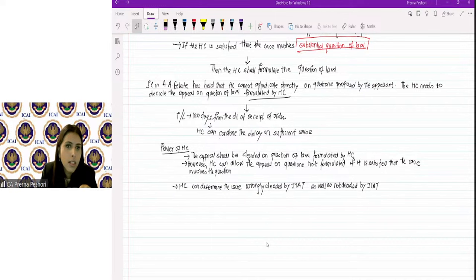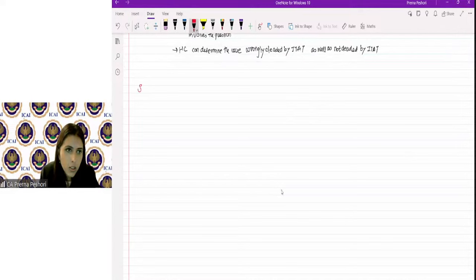But the Supreme Court, in the SAP Labs case, has held that this is not a question of fact anymore. This is a substantial question of law. So the Supreme Court, as I said, in the SAP Labs case, has held that the High Court has the power to consider the determination of ALP, and that's a substantial question of law.